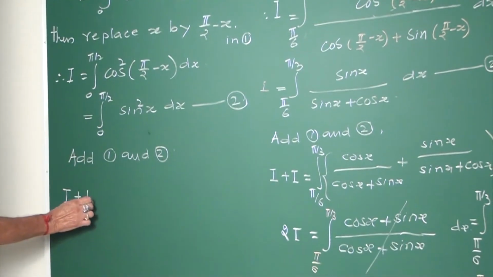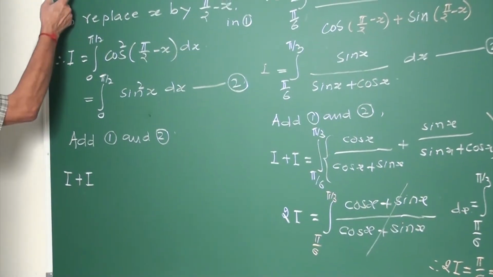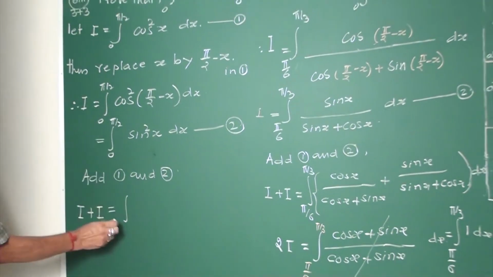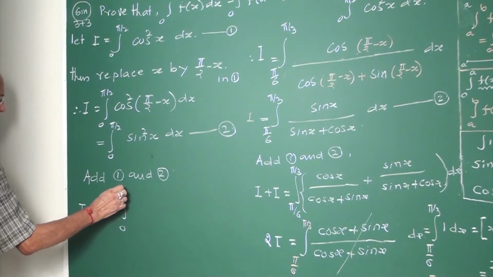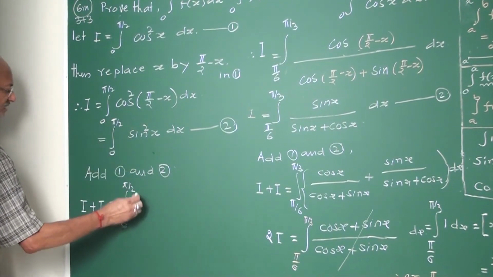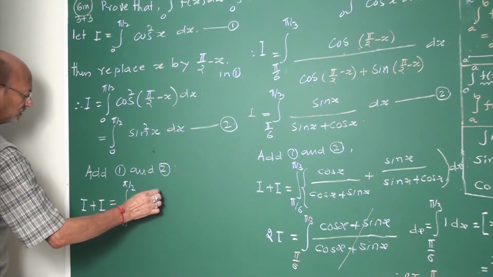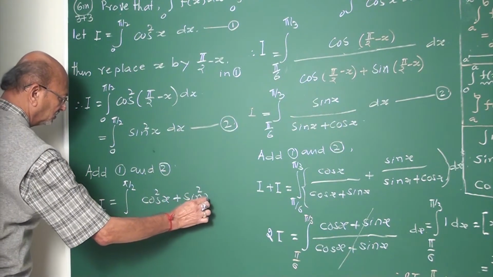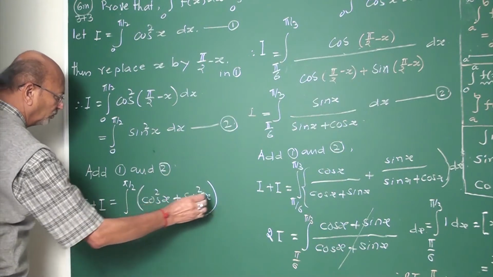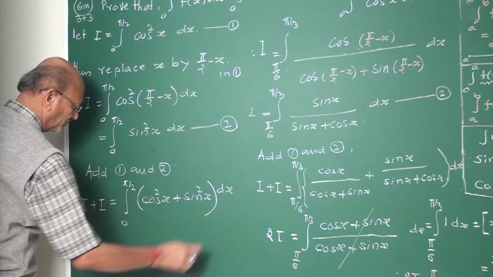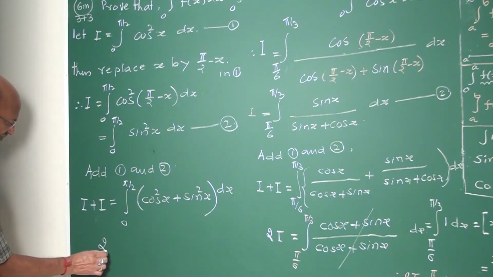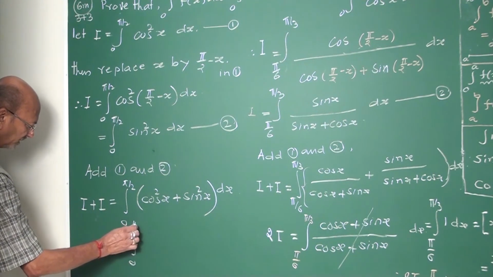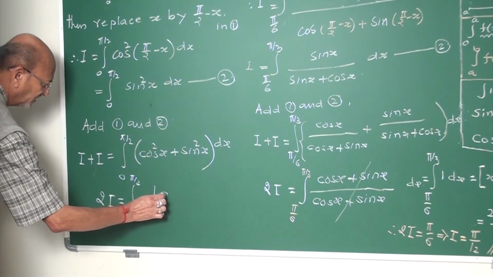LHS of 1 plus LHS of 2. 1 plus 2: LHS equals RHS integral 0 to pi by 2. Here it is cos square plus sine square. Yes, friend, cos square plus sine square is 1. So this is 2I equals integral 0 to pi by 2, 1 dx.